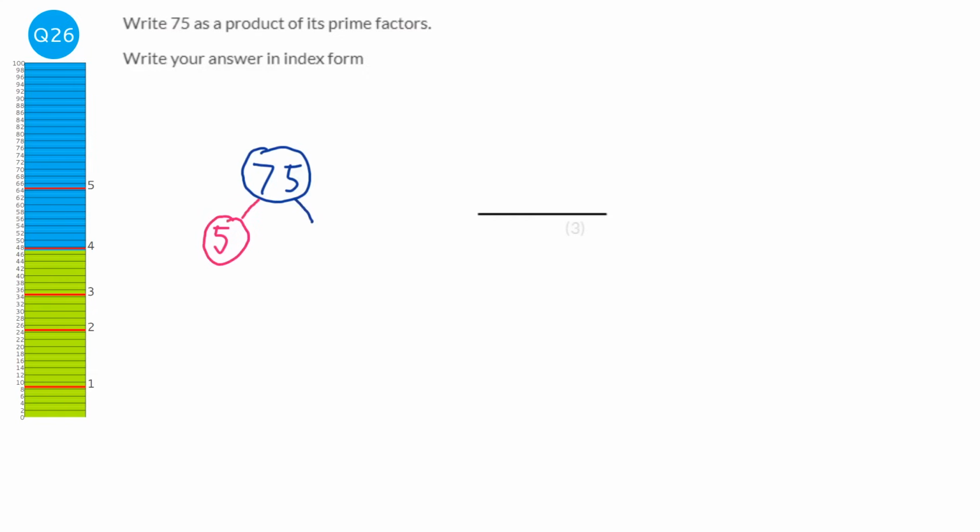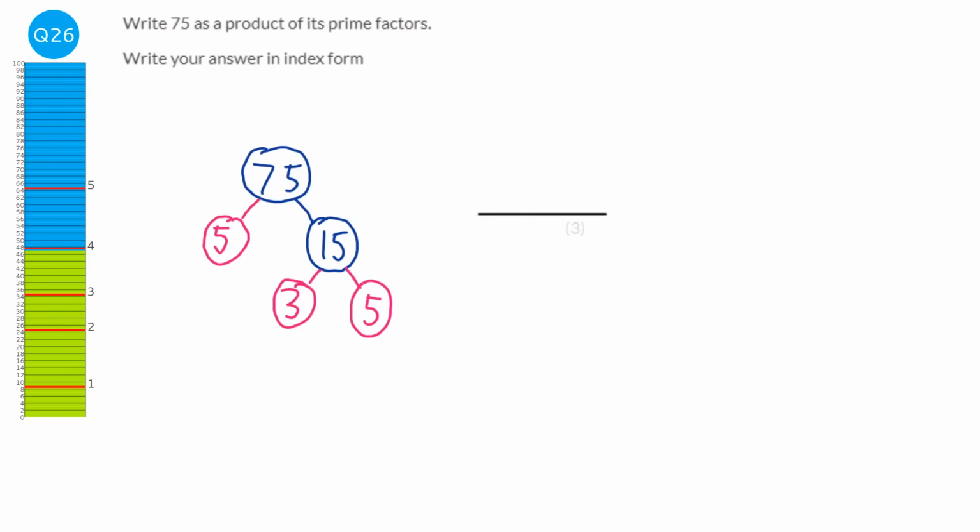So 5 times what is 75? Well, 5 times 15 is 75. And then to make 15, we're going to do 3 times 5. And the reason why I've done some of these bubbles in red is that those are the prime factors, which means they can only go to 1 and themselves. But if you do 1 and 5, you'll be there all day. So we always stop when we get to the prime numbers.